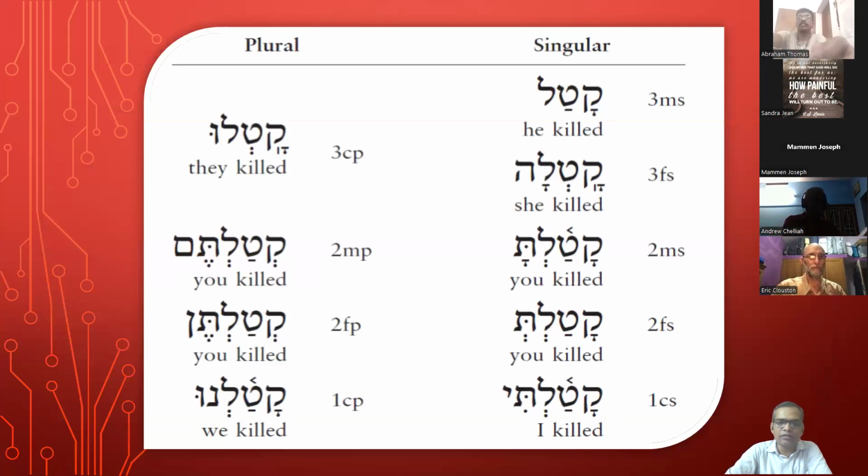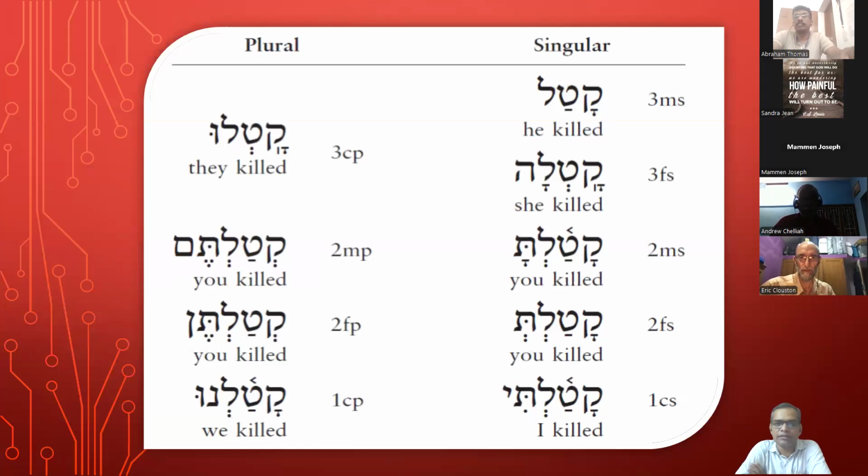So in order to memorize the verbal conjugations, we will be using a paradigm verb. Okay, so that is katal: qof, qamets, tet, patach, lamed. And that is the third masculine singular form. So Kal perfect third masculine singular form, katal. So now after adding the endings, how it will be pronounced and how it will be translated, that's what we are going to see.